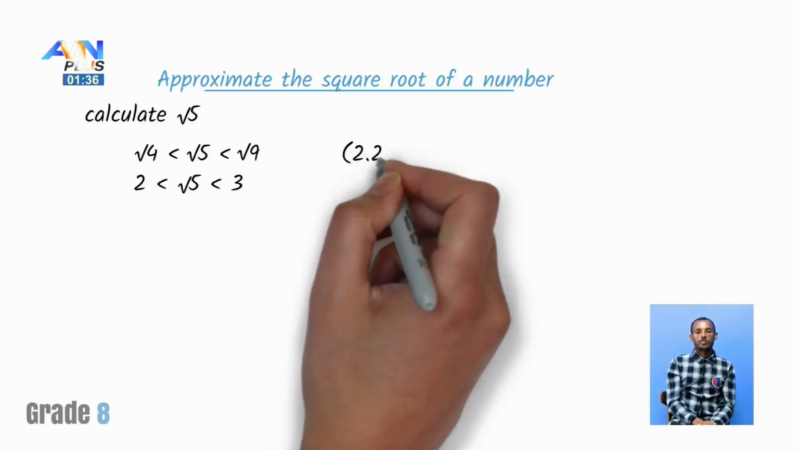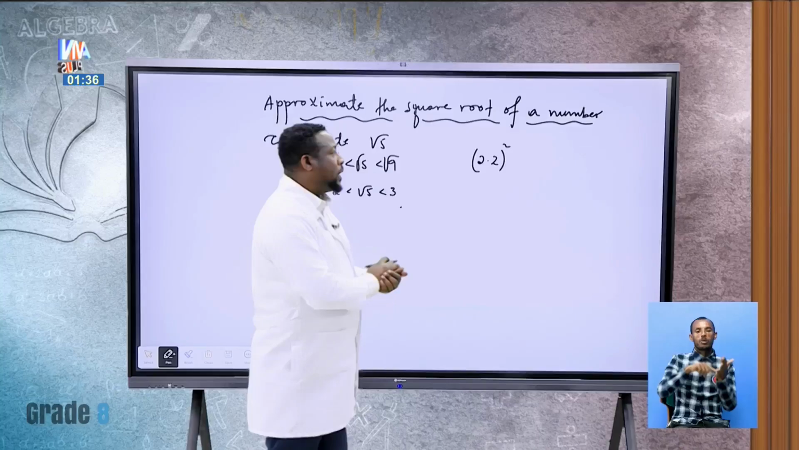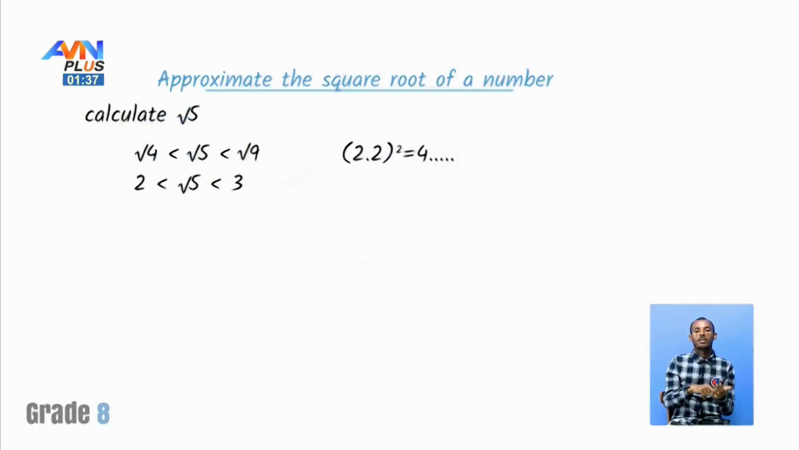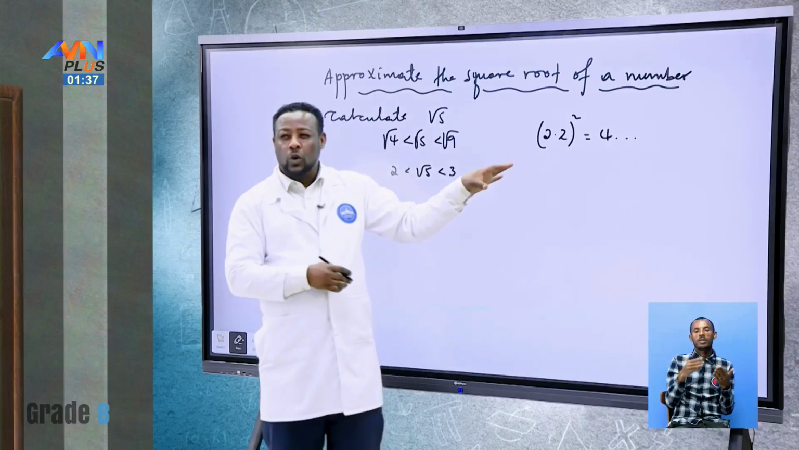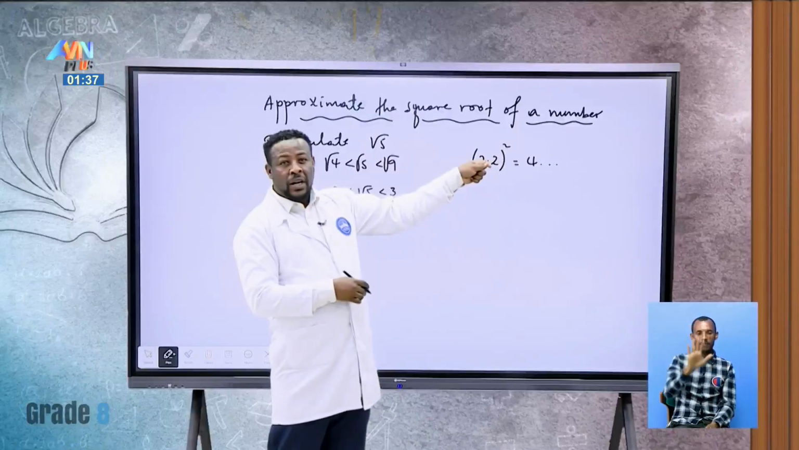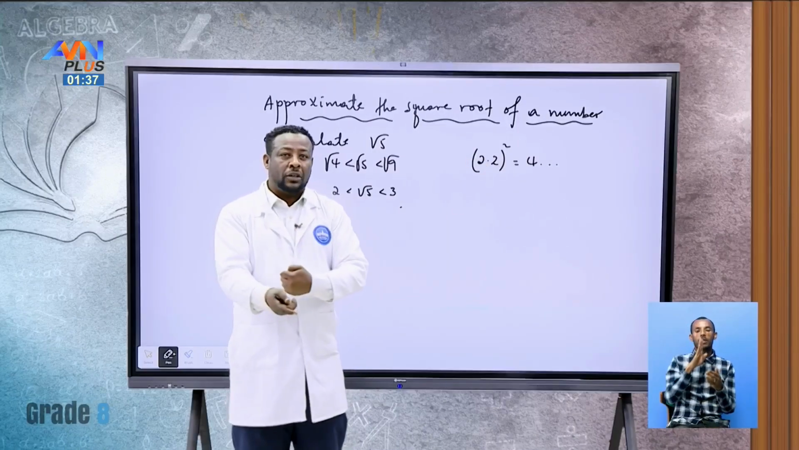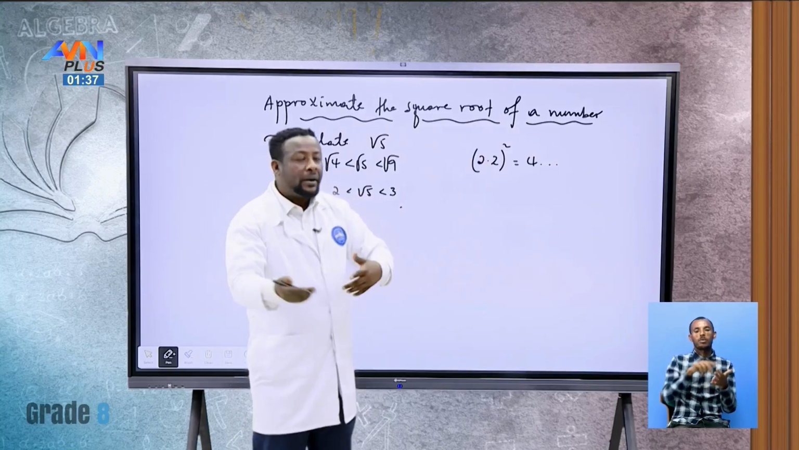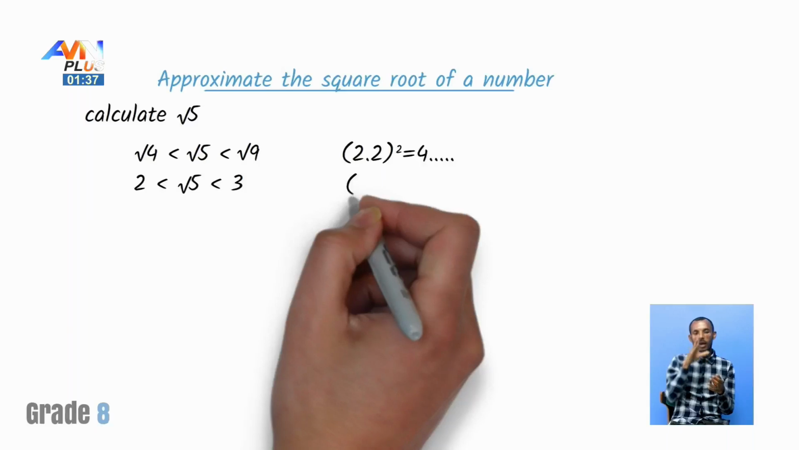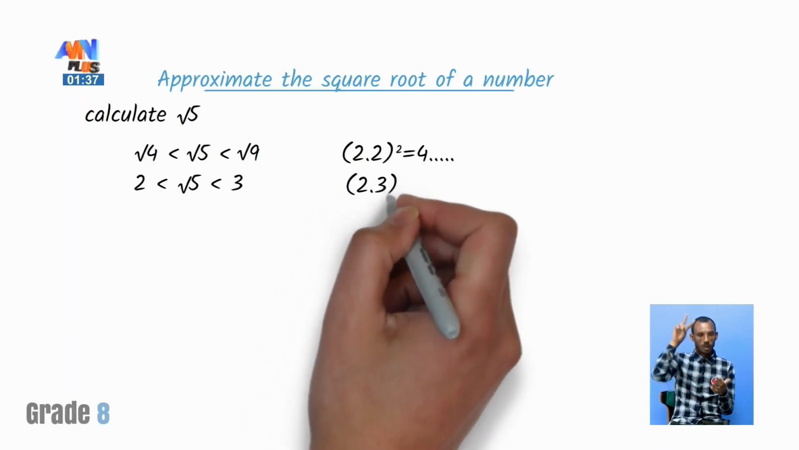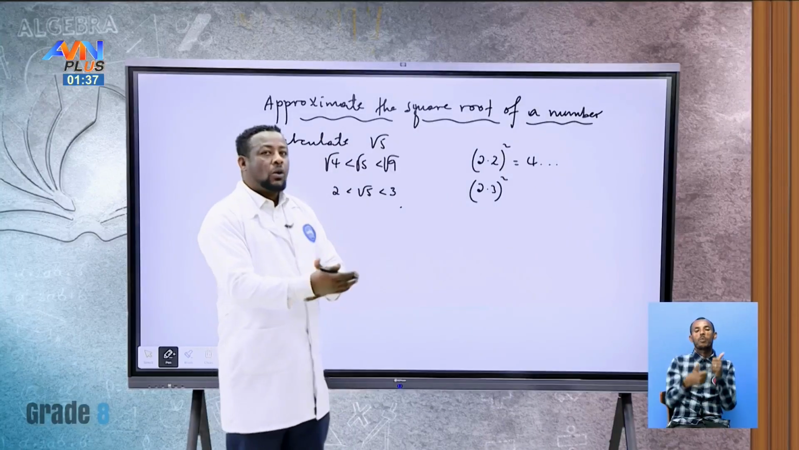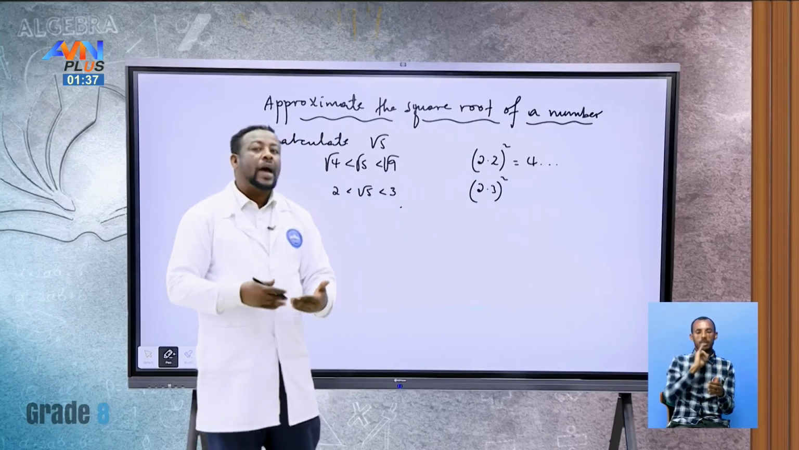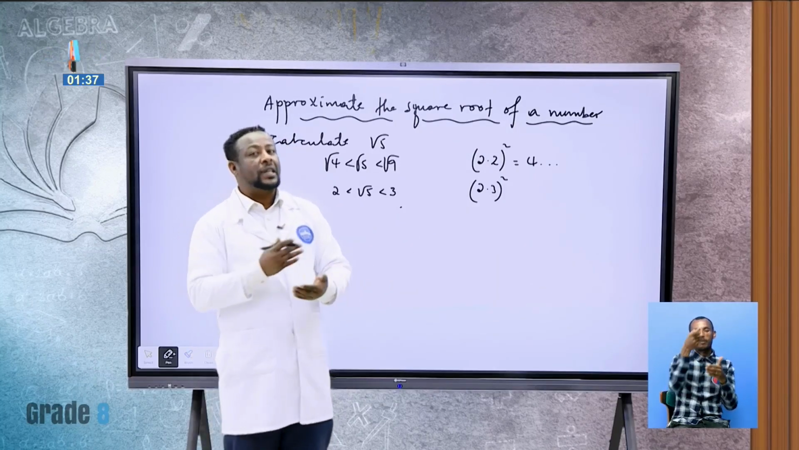Take the squared value of 2.2, you will get 4 point something, okay? Whenever you take a number very close to 5, that will be your approximation, okay? You can calculate 2.2 the whole square and 2.3 the whole square, okay? The one which is better, or the one which is closer to 5, can be taken as a good approximate value of radical 5.